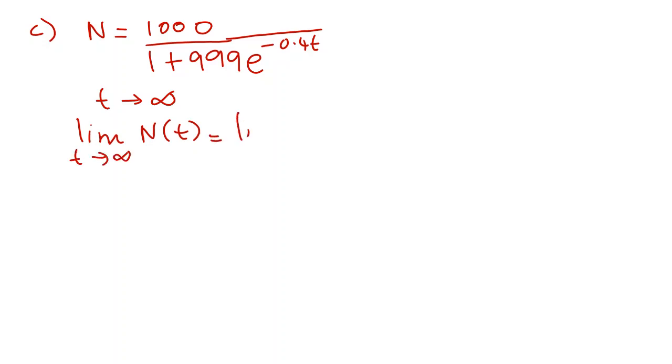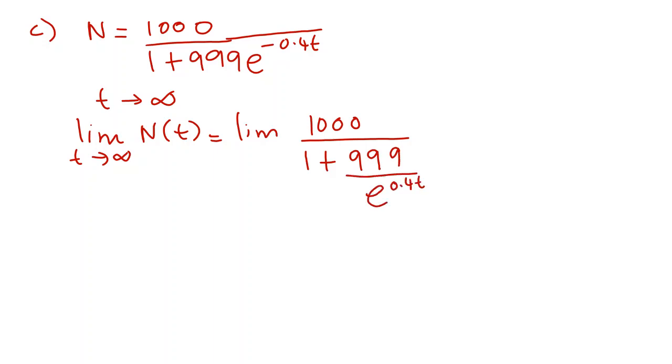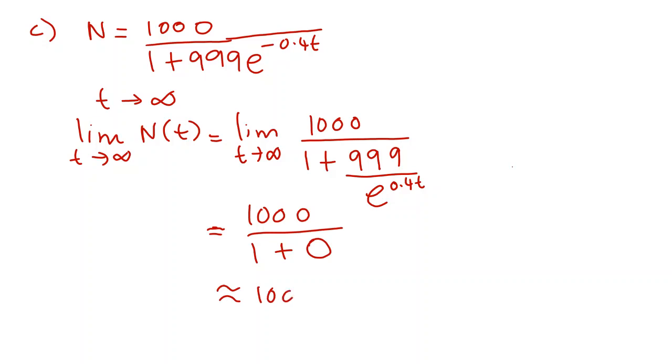So this equals the limit of 1000 over 1 plus 999 over e to the power of 0.4t, when t approaches infinity. When you substitute infinity, the answer will be 1 plus something that is almost 0, so you will have approximately 1000.